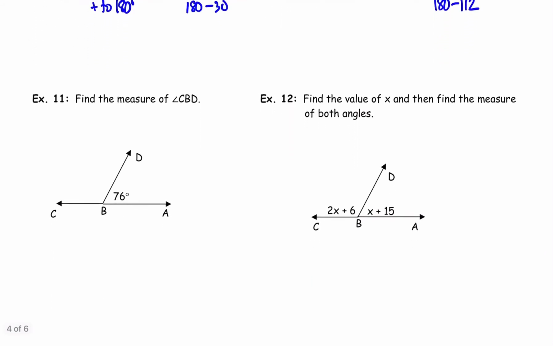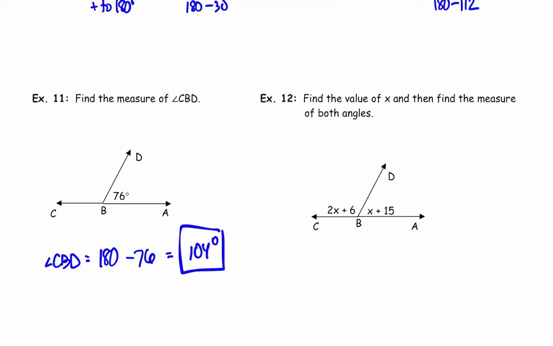Okay, well, the last couple, I give you a picture. I say find the measure of angle CBD. So that's this angle. And what you should notice is together they form a straight line. So even though I don't tell you they're supplementary, you've got to be able to recognize this is a straight line that represents 180 degrees. So if I want to find this angle here, I'm simply going to take 180. So let's say angle CBD equals 180 minus 76. That's going to be 104. You can put it in the diagram if you want, or you can just put a box around it.